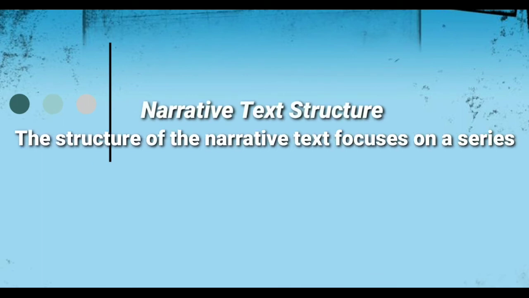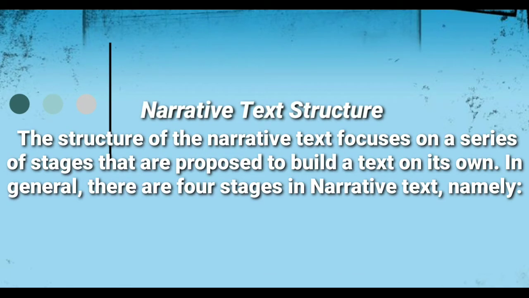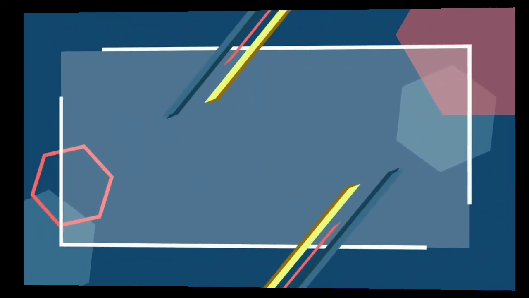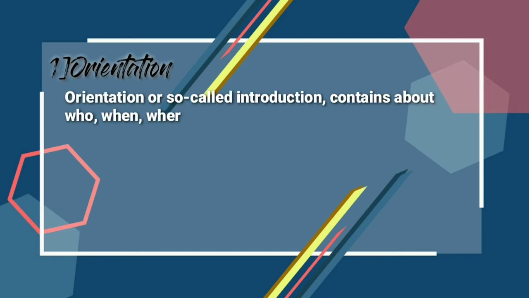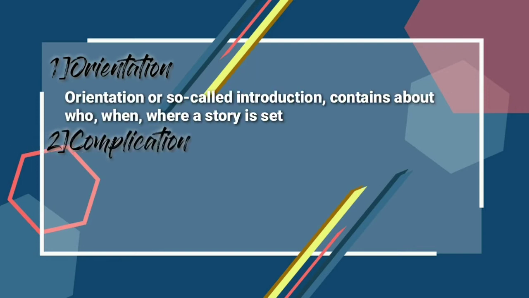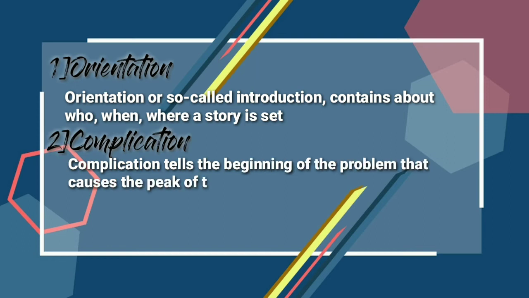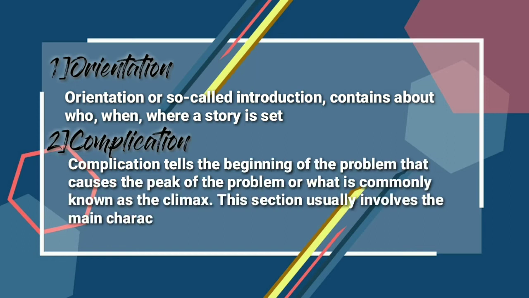Narrative text structure. The structure of narrative text focuses on a series of stages that are proposed to build a text on its own. In general, there are four stages in narrative text, namely: first, orientation. Orientation, or so-called introduction, contains when and where a story takes place.